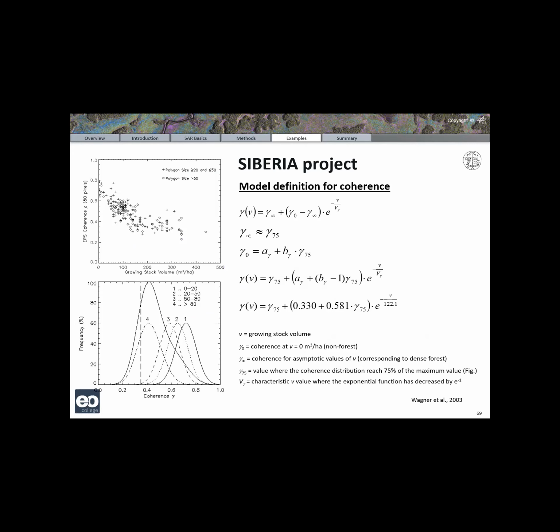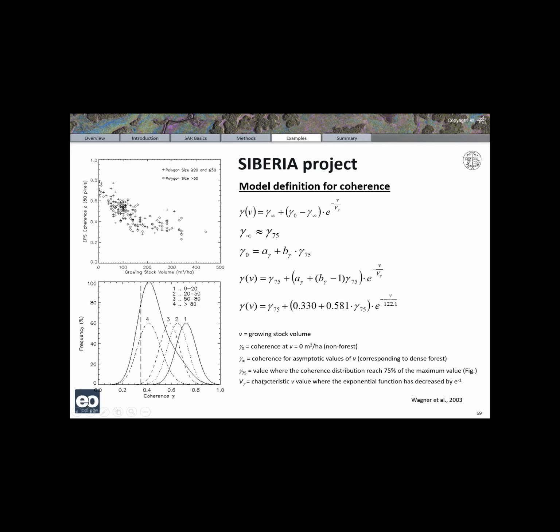Okay, so having this, and again, this was in the late 90s, having only one L-band image and only these 2 C-band images, from which we could produce one coherence map, so really very restricted information, we applied the same concept as with the water cloud model. What we're looking for is the growing stock volume. We have to start somewhere at coherence at 0 cubic meters per hectare, so we have to know which pixels are pure ground.